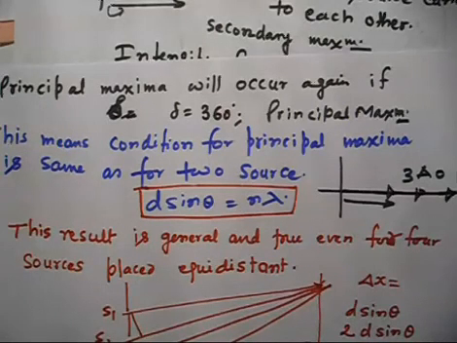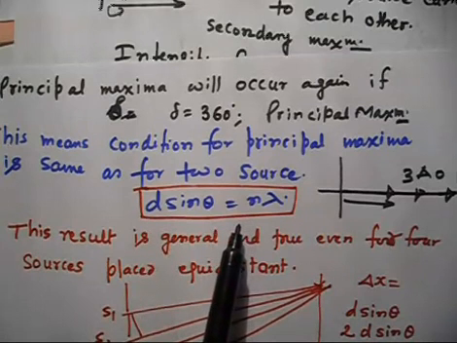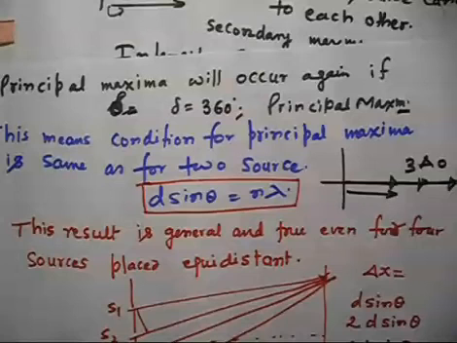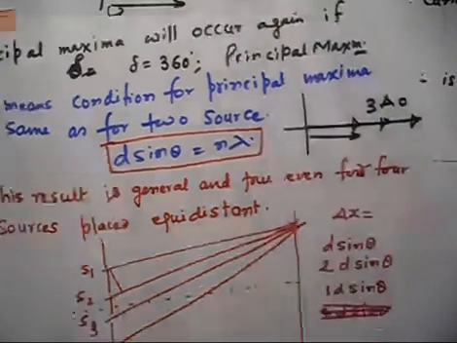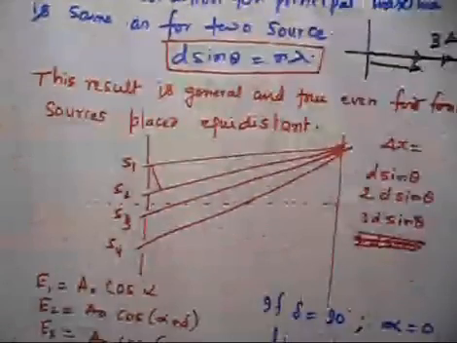Now the same thing we are getting here also. So now I can generalize: d sin theta equals n lambda. How many sources we have does not matter. I will have 2 sources, 3 sources, 4 sources. Principal maxima will occur only if d sin theta equals n lambda. This result even holds true for 4 equidistant sources.